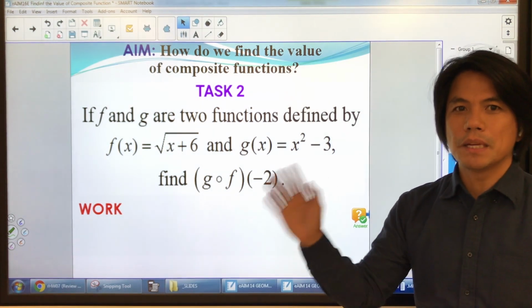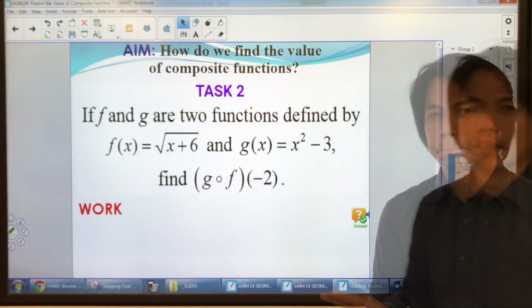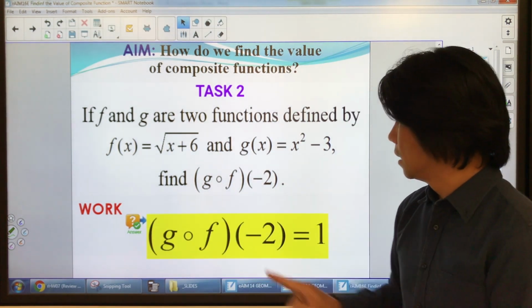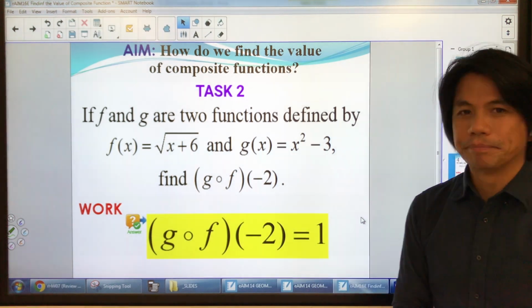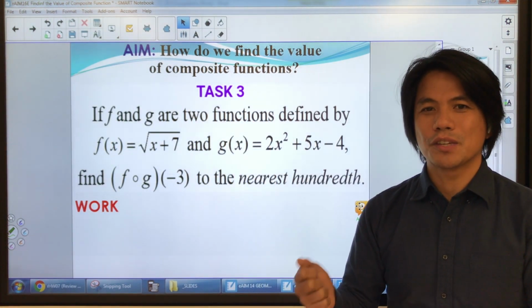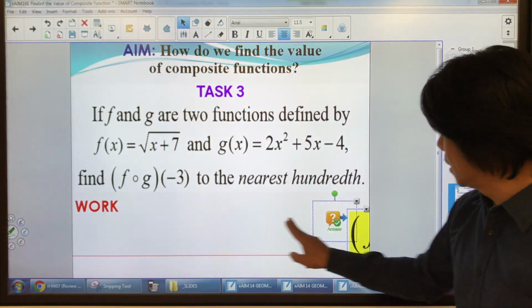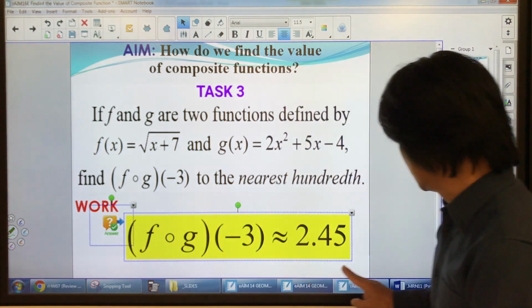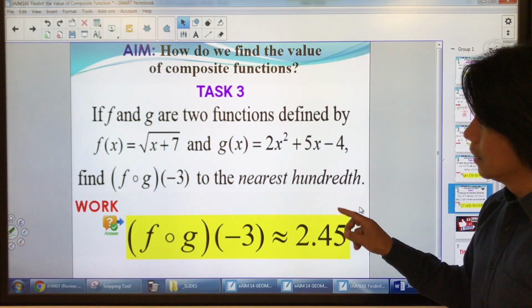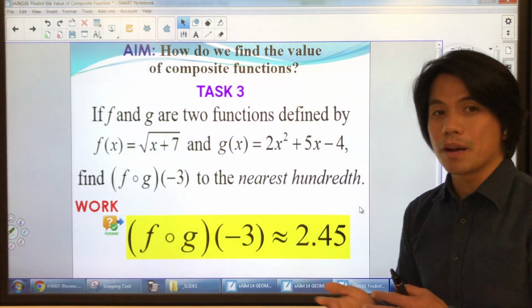Now go ahead and complete task 2. Pause your video, come back once you're done. Welcome back. And the answer is positive 1. One more. Pause your video, come back to check your answer when you're done. And the answer to this is 2.45. I hope you got this right. This is a bit challenging. Hopefully you got this right.